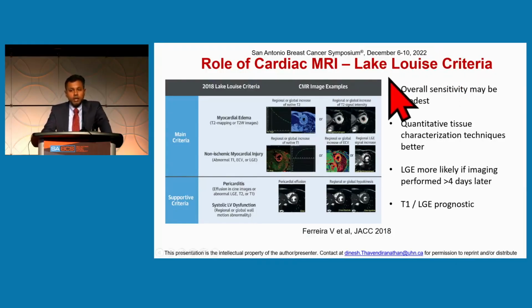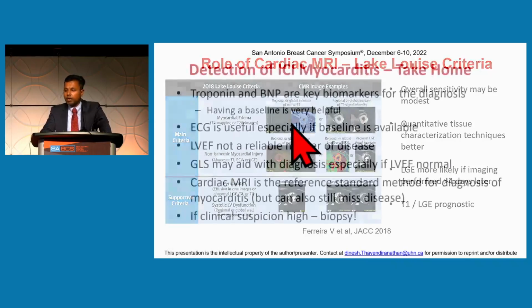We use the Lake-Louise criteria, and the Lake-Louise criteria requires the presence of 2 main criteria and supportive criteria. With cardiac MRI, we want to be able to demonstrate myocardial edema, suggesting injury and reaction to injury, and a pattern of non-ischemic myocardial injury. And if your center is doing cardiac MRI, ask for quantitative tissue characterization techniques, because these seem to be better than qualitative tissue characterization techniques for the diagnosis of myocarditis.